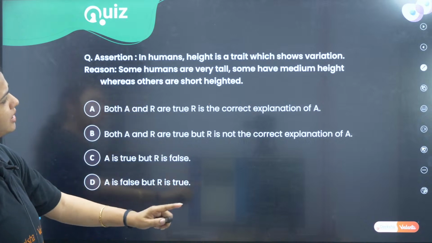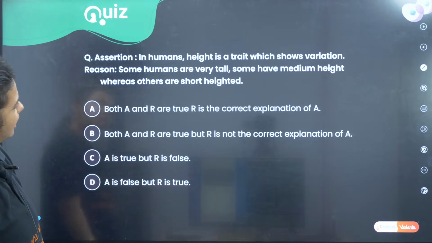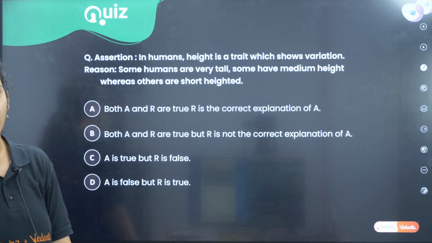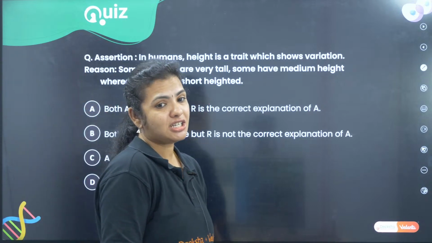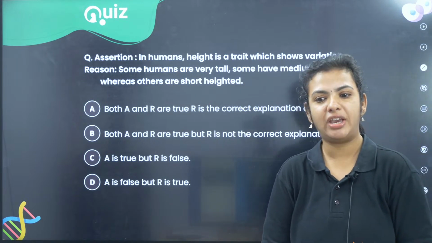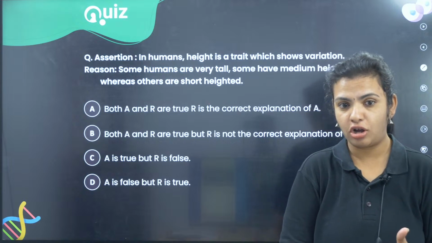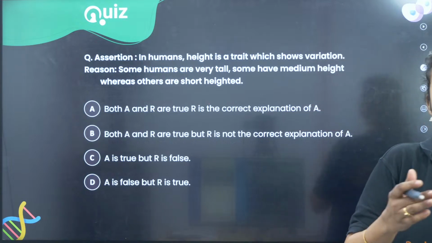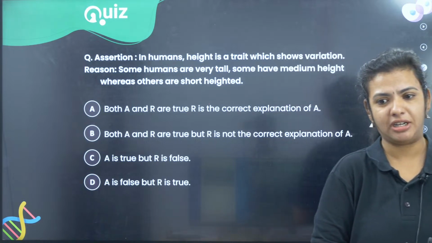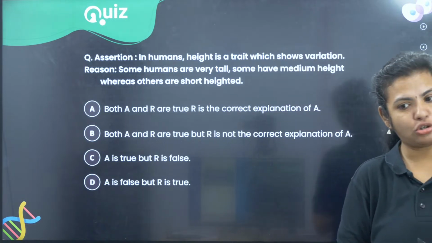Reason says some humans are very tall, some have medium height, whereas others are short heighted. Okay. So, what do you think is the answer for this assertion and reason? Humans, height is a trait which shows variation. Is it correct or wrong? Reason is saying some people are very tall, some people are very short, some people have medium height. Is it correct? Yes or no?